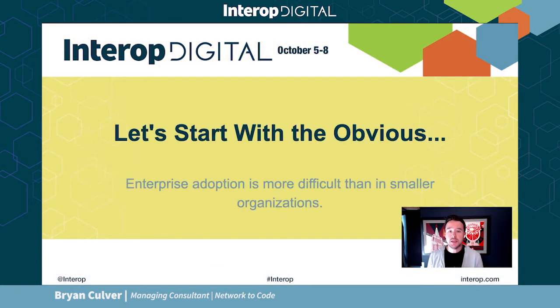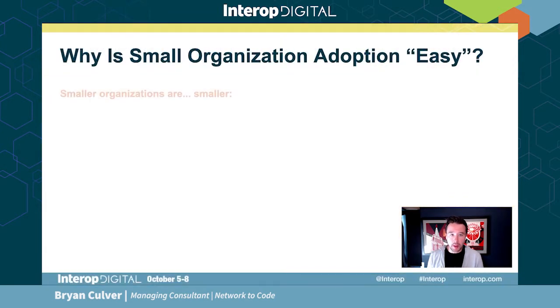Enterprise adoption is more difficult than it is in smaller organizations. But what about small organizations makes that option easy? Well, smaller organizations are smaller. They have less people, and those people often wear multiple hats. They could be an engineer on the network team, as well as the security admin and tier 2 support.